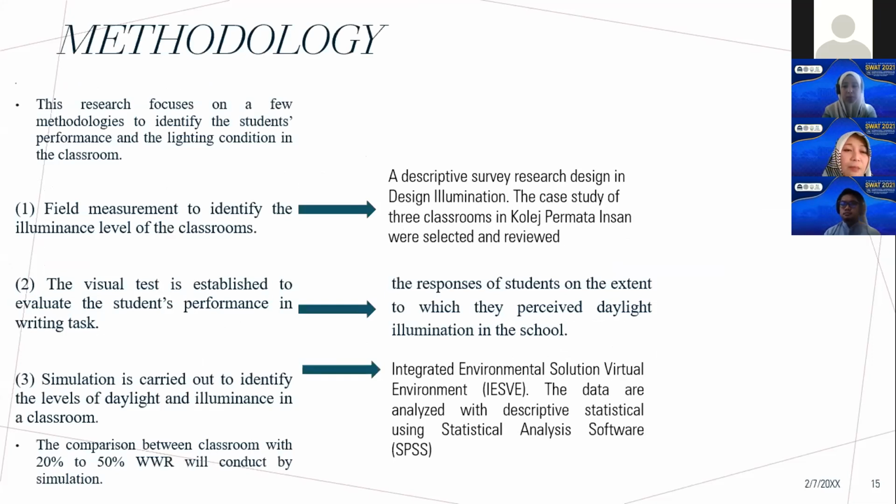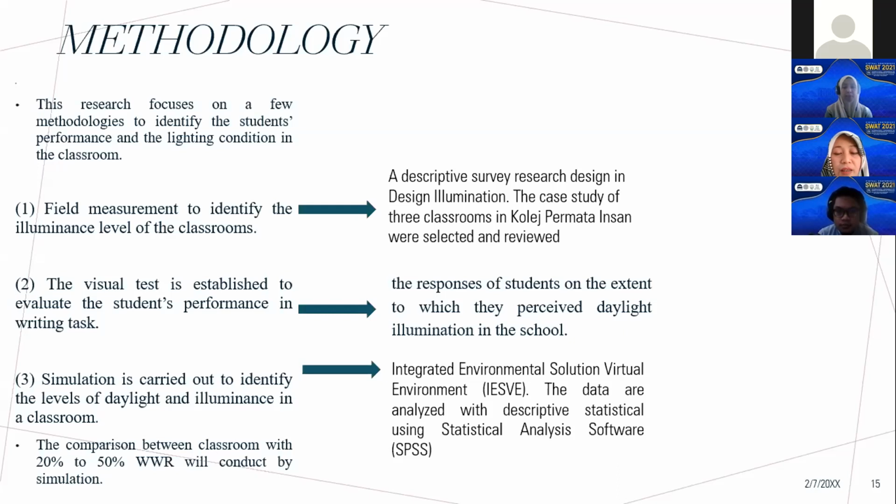So in this paper, it's very straightforward. There are 3 methodologies that have been conducted. First is field measurement to identify the illuminance level in the classroom. This level is identified and measured in the classroom. We are using College Permata Insan. And secondly, we are doing the visual test, which we established for the students' performance in writing tasks.